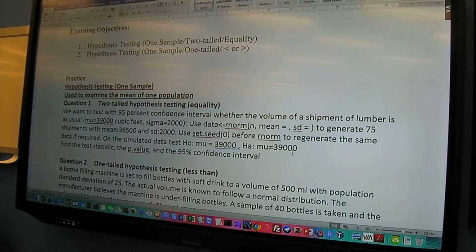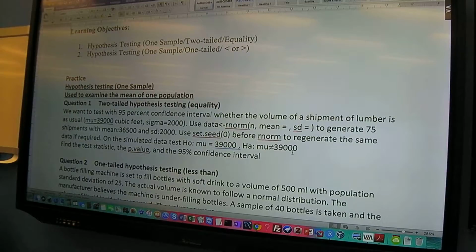Equality is, I'm basically testing, does it come in the middle or not? Meaning, it doesn't come here, nor there. It doesn't come in the two tails. But I can also ask, is the sample mean greater than the population mean or not? Or is it less than the population mean or not? So the first thing, I ask whether it's equal to the population mean or not.